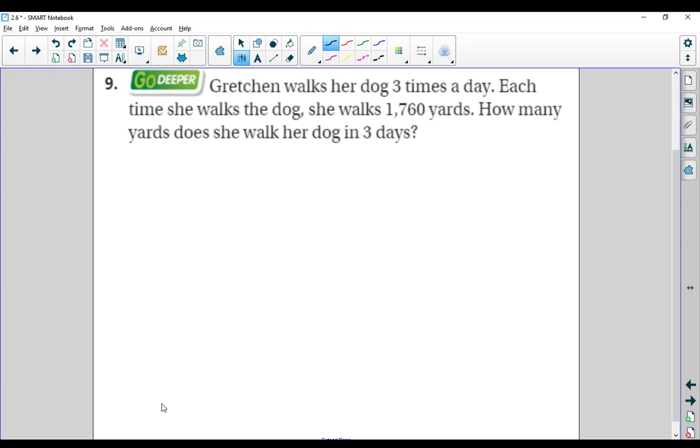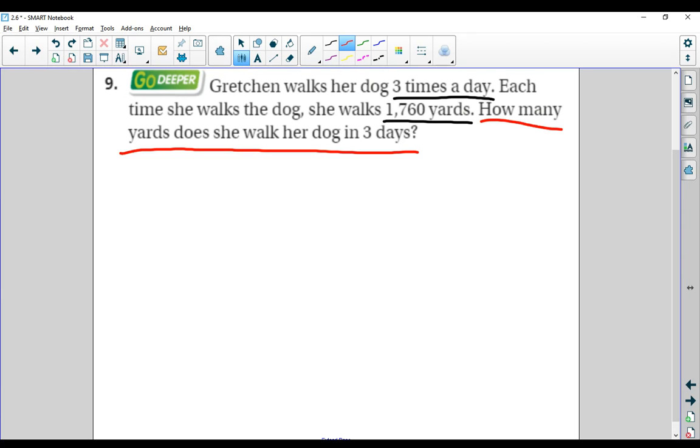So now let's move into a more complex math problem. It says Gretchen walks her dogs 3 times a day. Each time she walks the dog, she walks 1,760 yards. The question that you're being asked: how many yards does she walk her dog in 3 days?